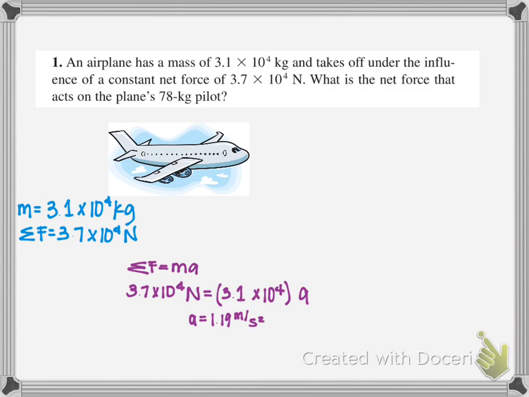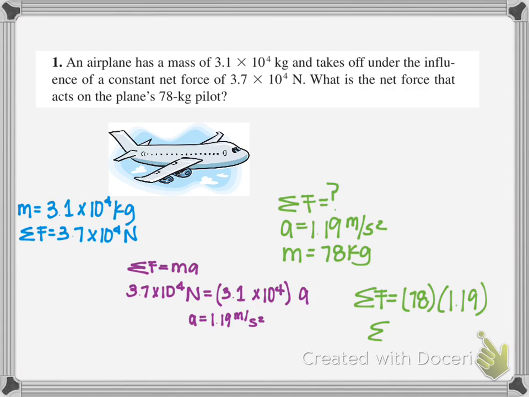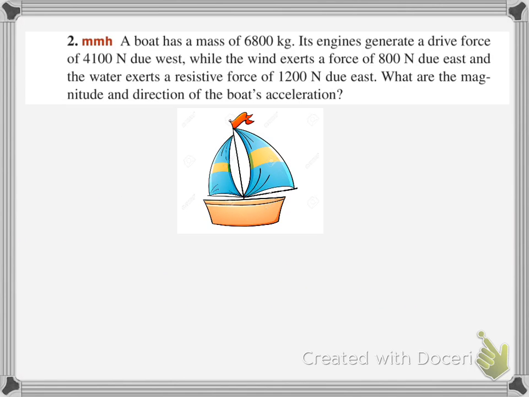Now you have your acceleration and the mass, and you're just missing the net force. So when you do Newton's second law of motion, you see that net force is equal to 78 times 1.19 meters per second squared. That gives you a net force of 93 newtons. Let's go on to another problem.